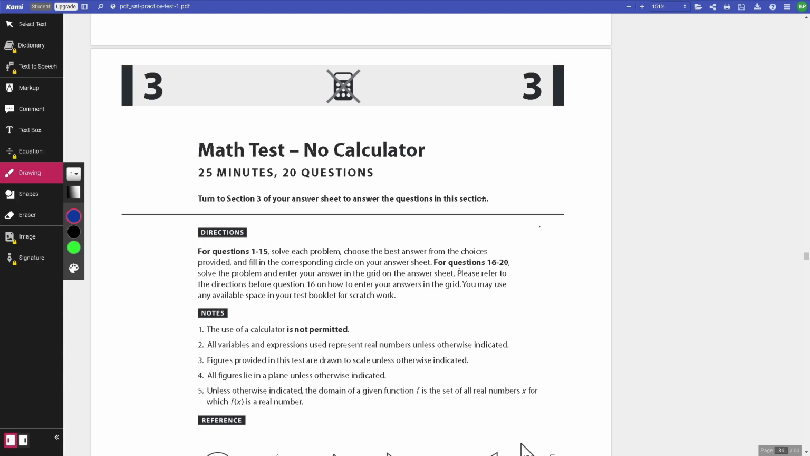So let's talk about the Math No Calculator section. The time limit is 25 minutes. Ideally, you should be able to finish all of the problems in 20 minutes. On the easiest test, I can solve every problem in about 15 minutes. There are 20 questions that you should do in 20 minutes.